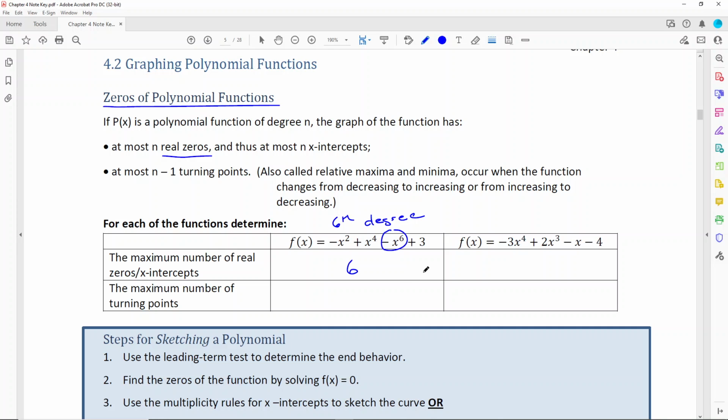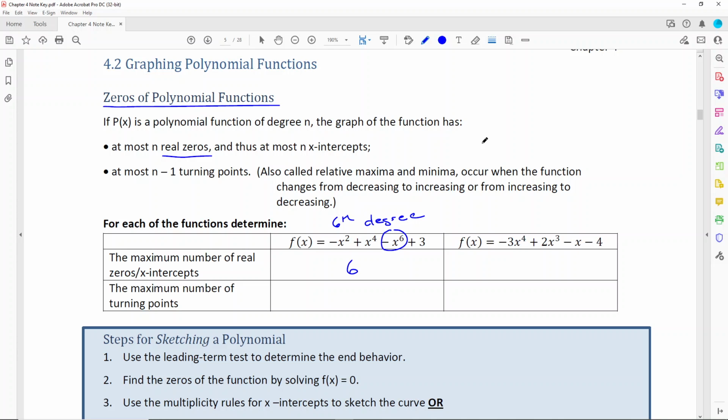You know, maybe 2 of them are the same, right? A multiplicity of 2. And so on your graph, you're only going to see 5. Or maybe some of them coming up soon are going to be imaginary. And so you won't see them on the x-axis. So we say the maximum number of real zeros for a 6th degree equation is 6.